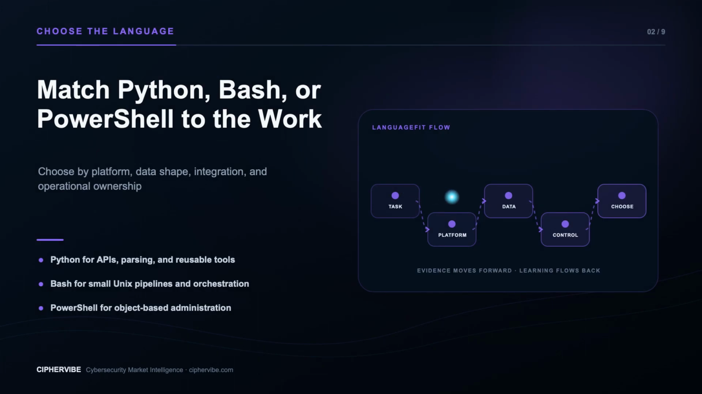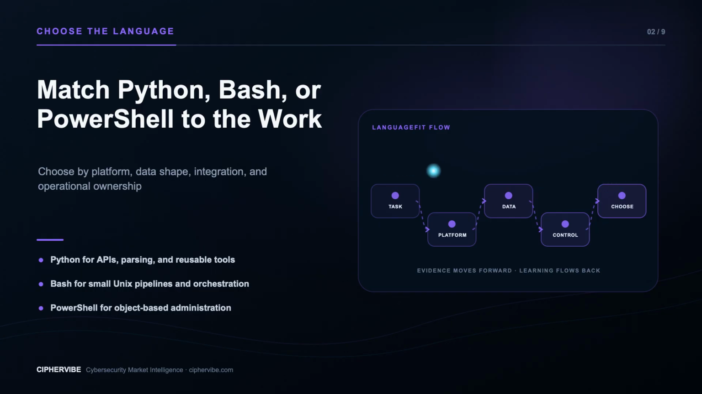Python, Bash, and PowerShell overlap, but they have different centers of gravity. Use Python when the task needs structured data, APIs, reusable modules, cross-platform behavior, testing, or non-trivial control flow. Python is a strong choice for parsing JSON, CSV, network ranges, audit exports, and event streams, correlating records, calling security platforms, and building maintainable command line tools.